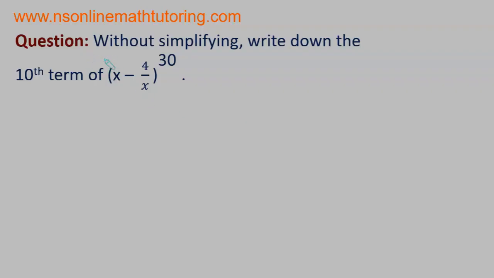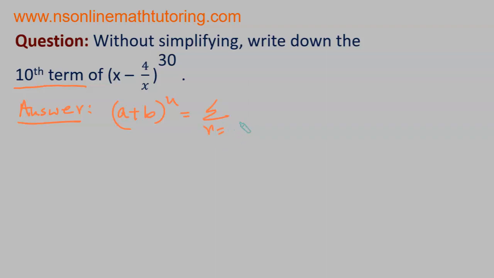The first question says, without simplifying, write down the 10th term of (x minus 4 over x) to the power of 30. So, let's start with our answer. Okay, so what was the binomial expansion? (a plus b) raised to the power of n was equal to the sigma notation I am writing.